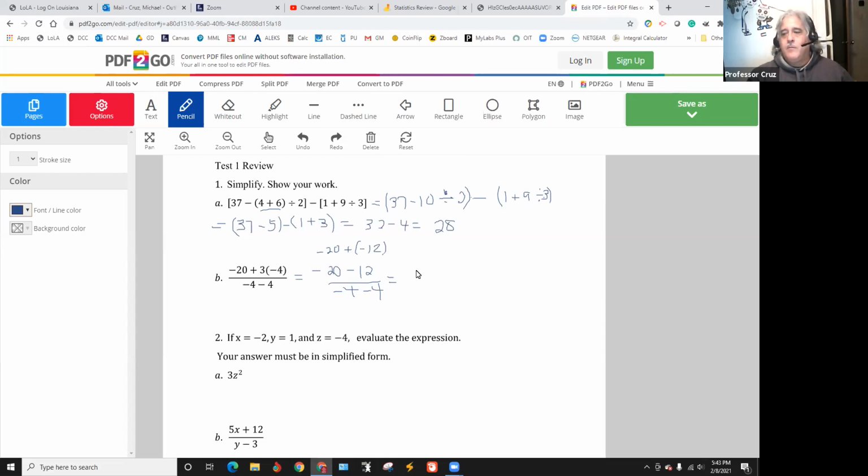So -32, right? And what about the denominator? That's -4. -8. And then 2 negatives, so this is going to be a positive. 32 divided by 8 is 4, right?